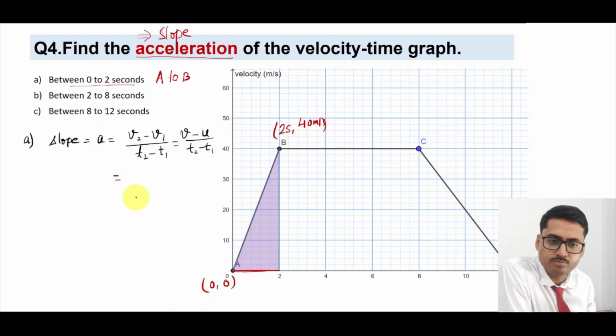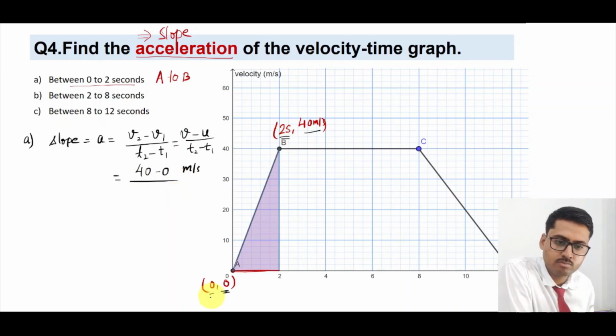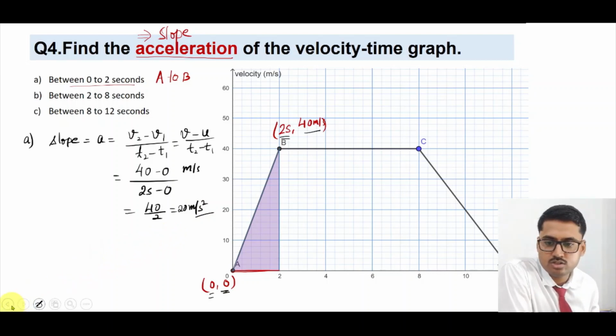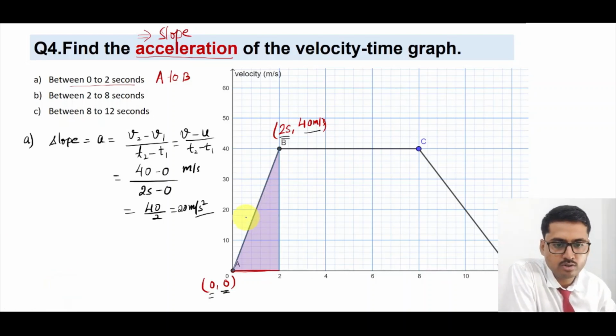So let us put the value. This is 40 minus 0 meter per second divided by 2 seconds minus 0 seconds, and that is equals to 40 by 2, and that is 20 meter per second square. So you can again see the answer is positive, and I intentionally write it as positive 20 meter per second square to emphasize on the fact that the acceleration is positive, which means that the velocity of the object is increasing.